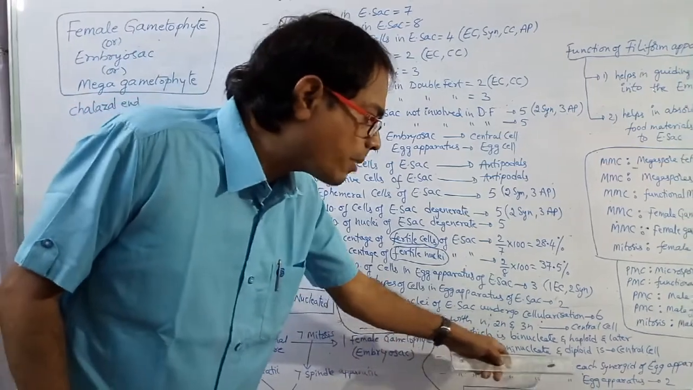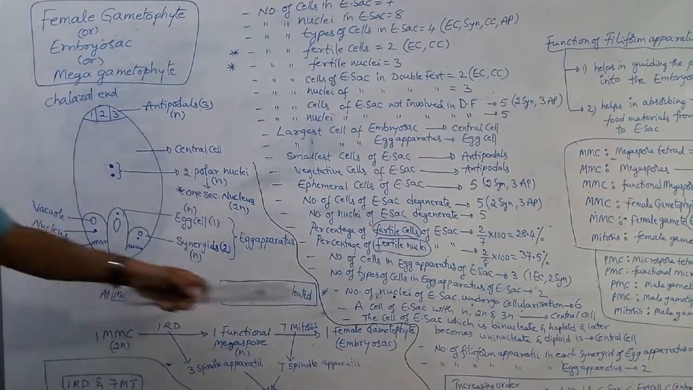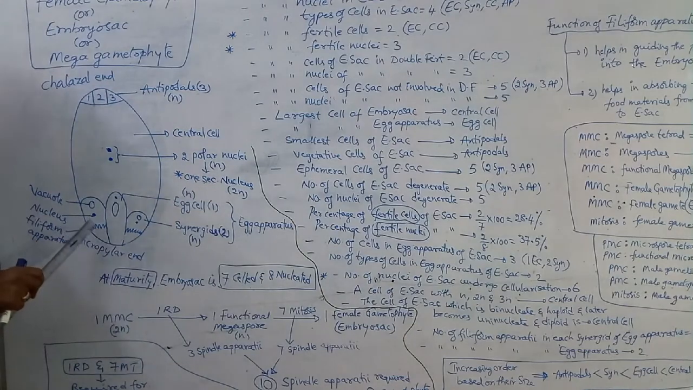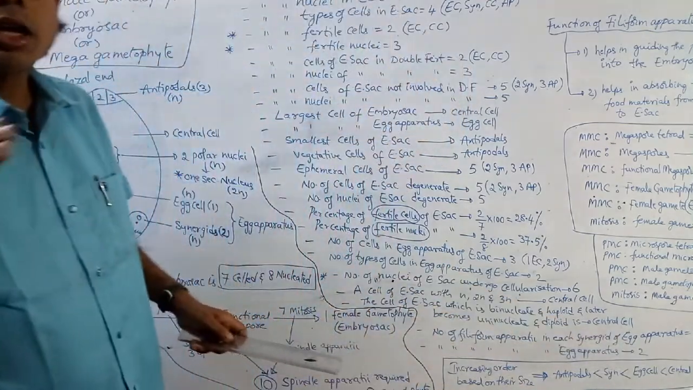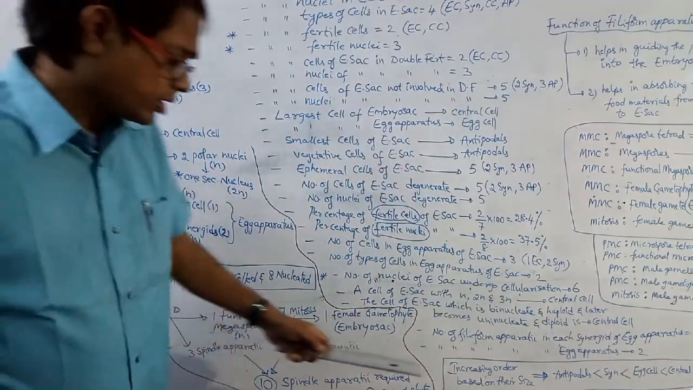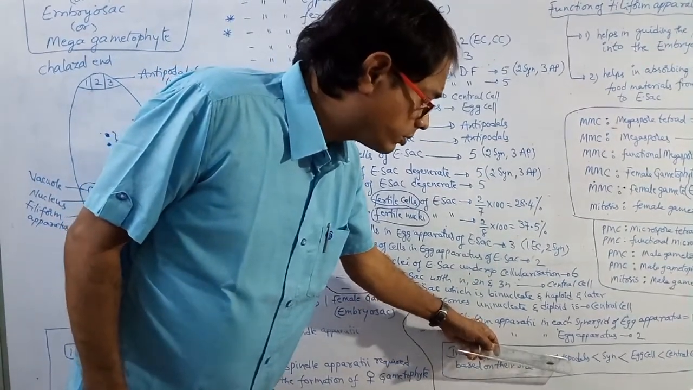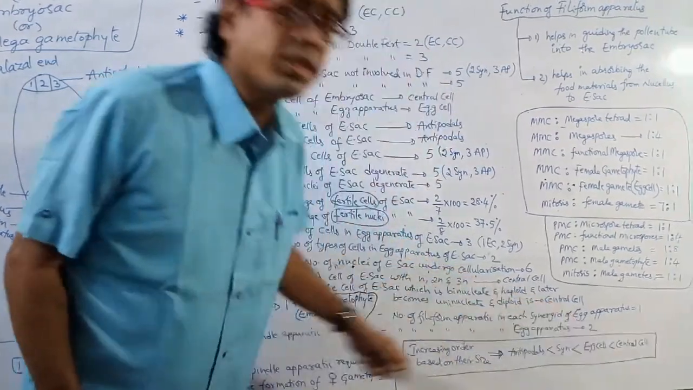Number of filiform apparatus in each synergid, I am asking: 1. Number of filiform apparatus in egg apparatus: here is 1 filiform apparatus, here is 1 filiform apparatus, so we have to write 2. Increasing order based on the size of the cells: antipodals are the smallest cells, then synergids, then egg cell, and then central cell.